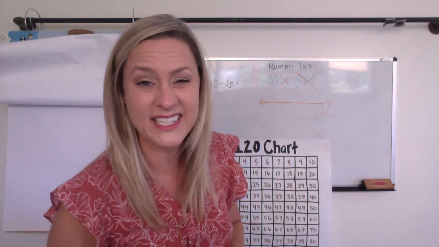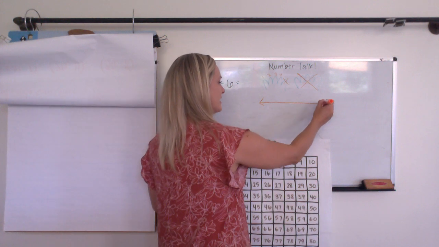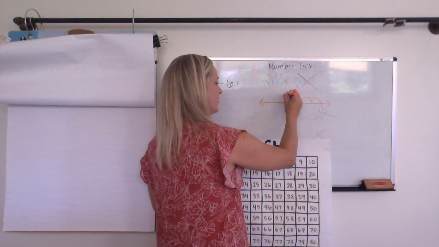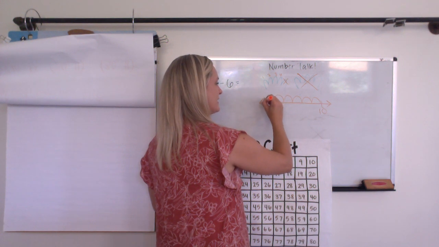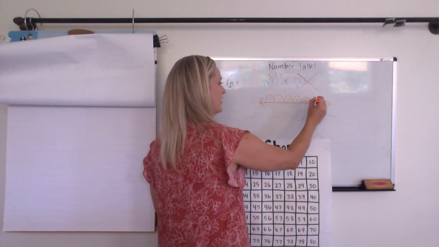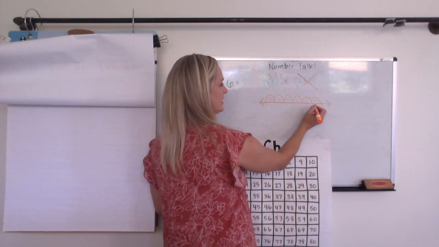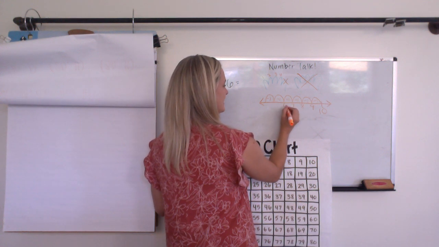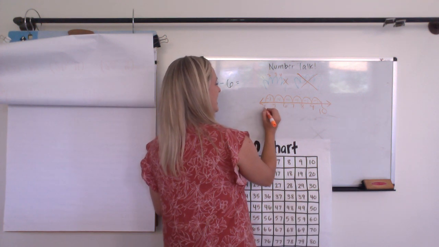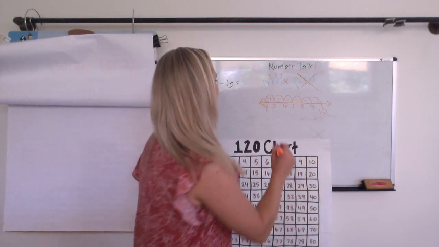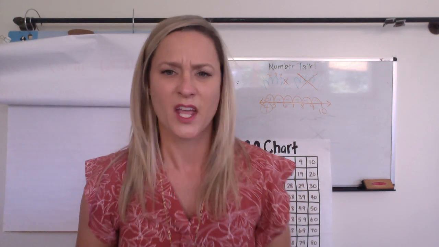So 10 minus 6 would be like this. Minus 1, 2, 3, 4, 5, 6. Okay, so each of these is worth 1 hop. So 10, 9, 8, 7, 6, 5, and we landed at 4. Okay, so 4 would be the answer for that one. All right, so let's try 20 minus 6.